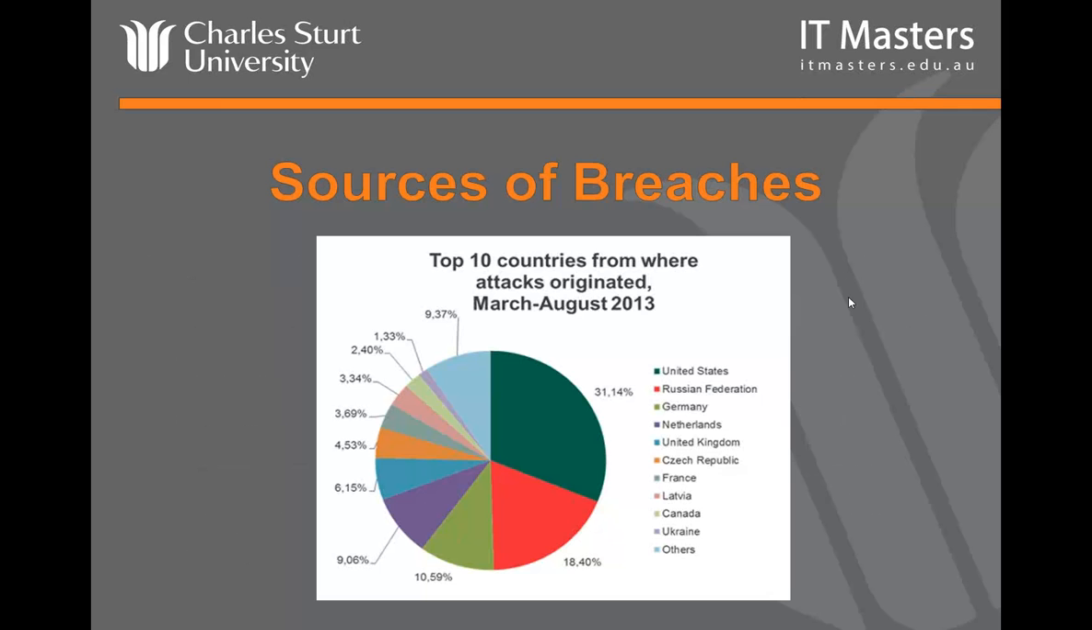So sources of breaches. This is a little bit dated now, but in August 2013 you can see the top 10 countries from where attacks originated. The US, Russia, Germany. As you can see, it's all over the place. It's interesting that China's not on there, but there's lots. It can come from anywhere. The point I'm trying to make with this slide is that you don't know where it's coming from externally. You've got no hope in hell. But we do know what can happen on the inside. We know a lot of attacks come from the inside.